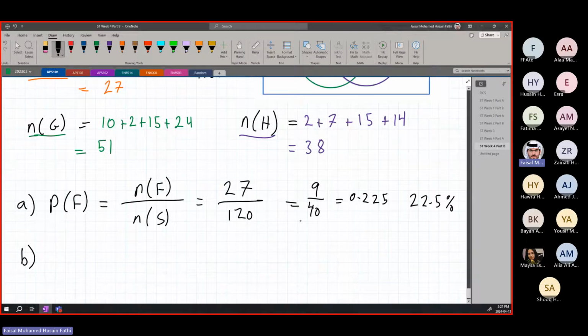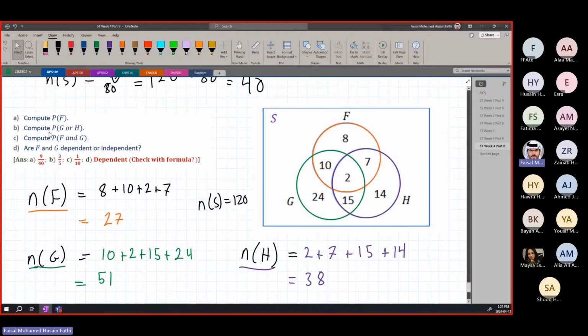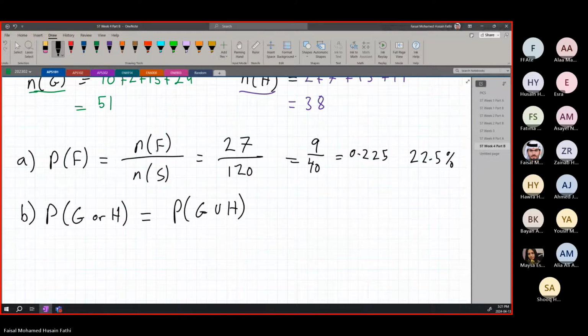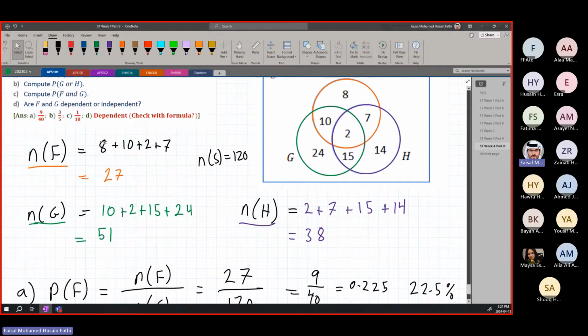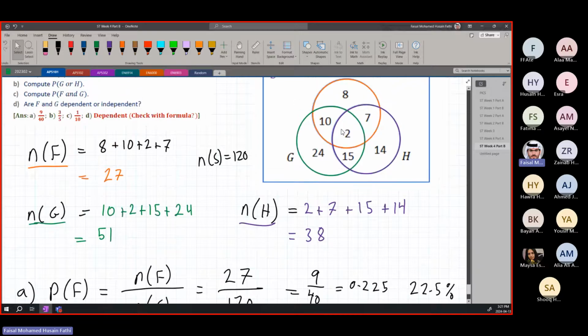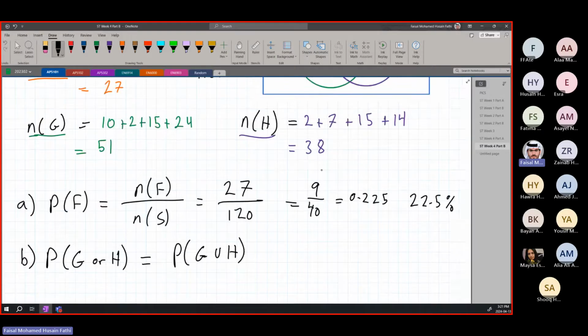Okay? Moving on. Part B says compute P of G or H. So we want P of G or H. This is also equal to P of G union H. Okay? One of two ways you can solve this. Here we do not have the sample, we have the sample sizes only. So the best way to solve this is, actually, you have one of two ways you can solve this.